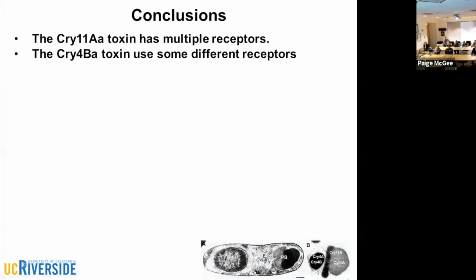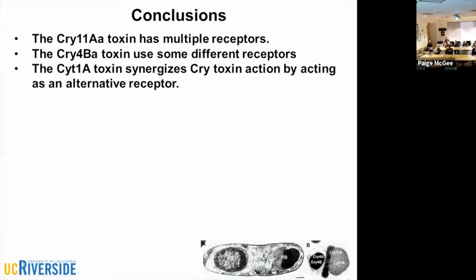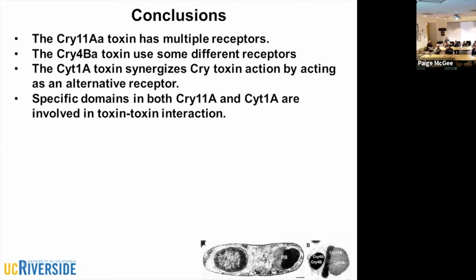So in conclusion, cry11A has multiple receptors. The cry4B also has some receptors, but they're different. Some of them could be the same. For example, ALP seems to be the same in this case. And then cry11A can synergize the cytotoxin activity primarily by acting as an alternative or surrogate receptor. And there are specific domains in cry11A and the cytotoxin which are involved in toxin interactions. That is, if you mutate those areas, you essentially lose these interactions.